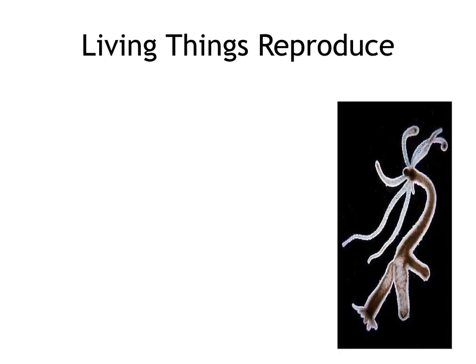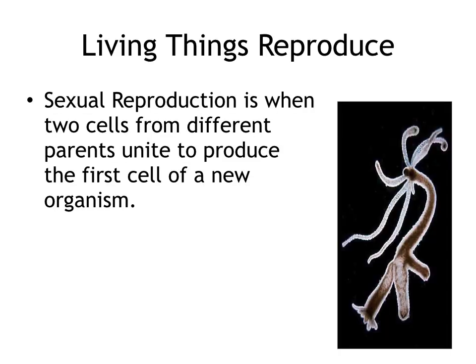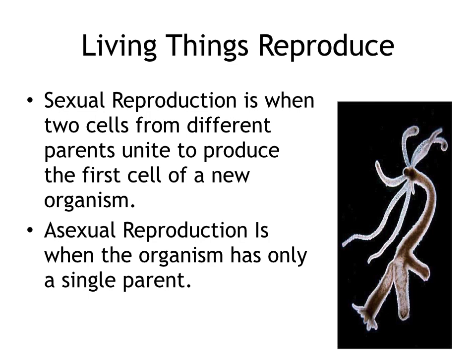Now living things reproduce. Sexual reproduction is when two cells from different parents unite to form the first cell of a new organism. And asexual reproduction is when the organism only has a single parent. So this right here is a hydra, it's a cnidarian. All right? It's from the same phylum as jellyfish. And if we take a look right there, it's reproducing asexually. It has new hydra growing off the side of it.